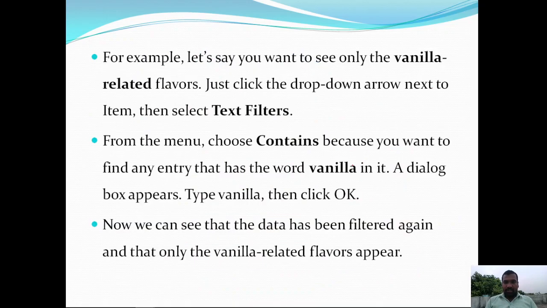That's what I am explaining here theoretically. For example, let's say you want to see only the vanilla related flavors. Just click on the drop down arrow next to the item and select Text Filters. From the menu choose Contains, because you want to find any entry that has the word vanilla in it. A dialog box will appear, type vanilla and then click OK. Now we can see that the data has been filtered again and only the vanilla related flavors appear. That's what is done in filtering.